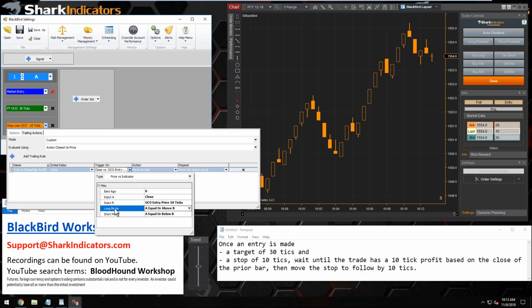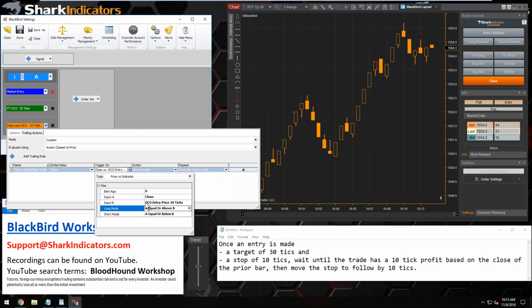So, next, we just need to double check the mode, the long and the short modes here. So if A, remember, A is the closing price. If the closing price equals or is above B, and B is our calculated 10 tick profit, that's what we're looking for, right? So we want the closing price to either equal B or be greater than B, and then we know that we have that 10 tick profit. So the default long mode is correct, and so that means the default short mode is going to be correct because it's the opposite, right? A is equal or below B. So there we go.